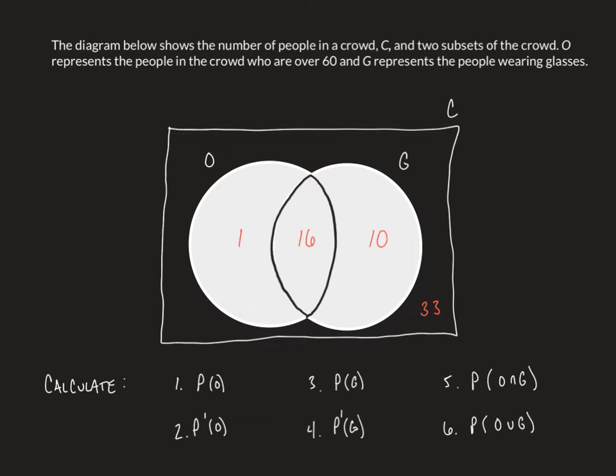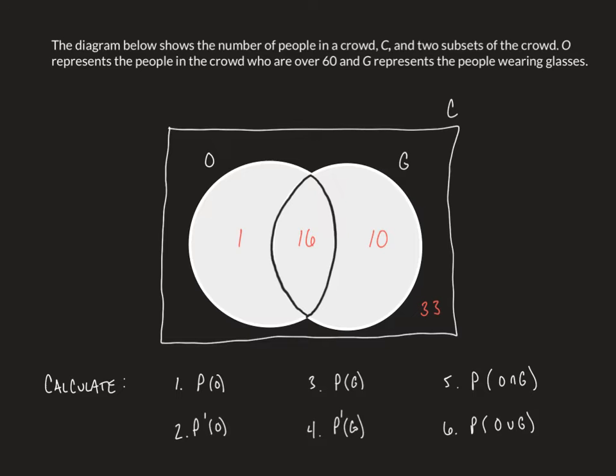Okay, so on to another example here. This time you've been given a Venn diagram. This diagram shows the number of people in a crowd, and that group is represented by C. So this is indicating that these are all the people in a crowd. There are 2 subsets of the crowd. O here represents the people in the crowd who are over 60, and G represents the people wearing glasses. So all the people in the crowd are in this Venn diagram somewhere in this data, and now we're asked to determine a bunch of information based on that data.